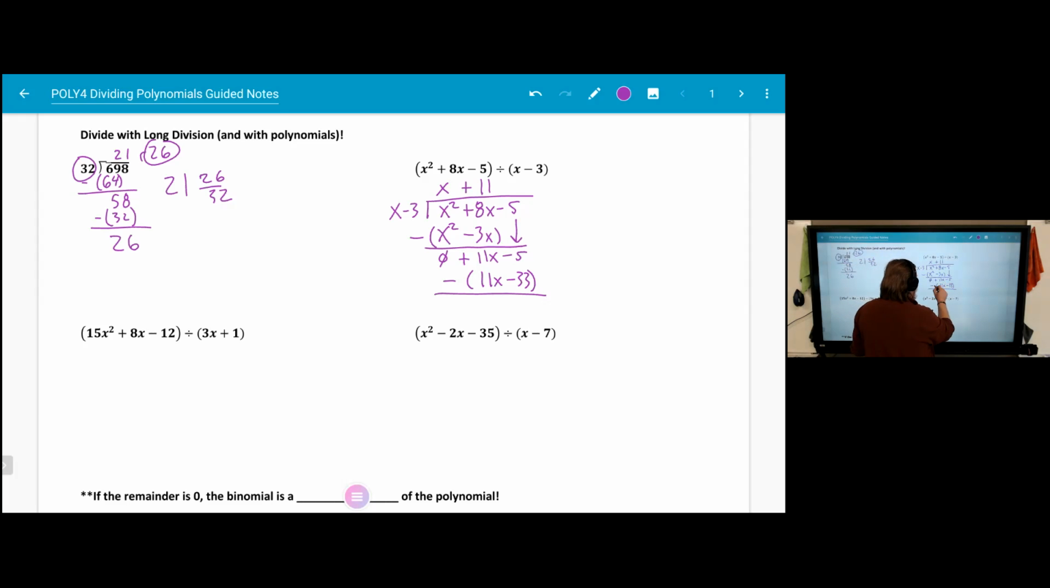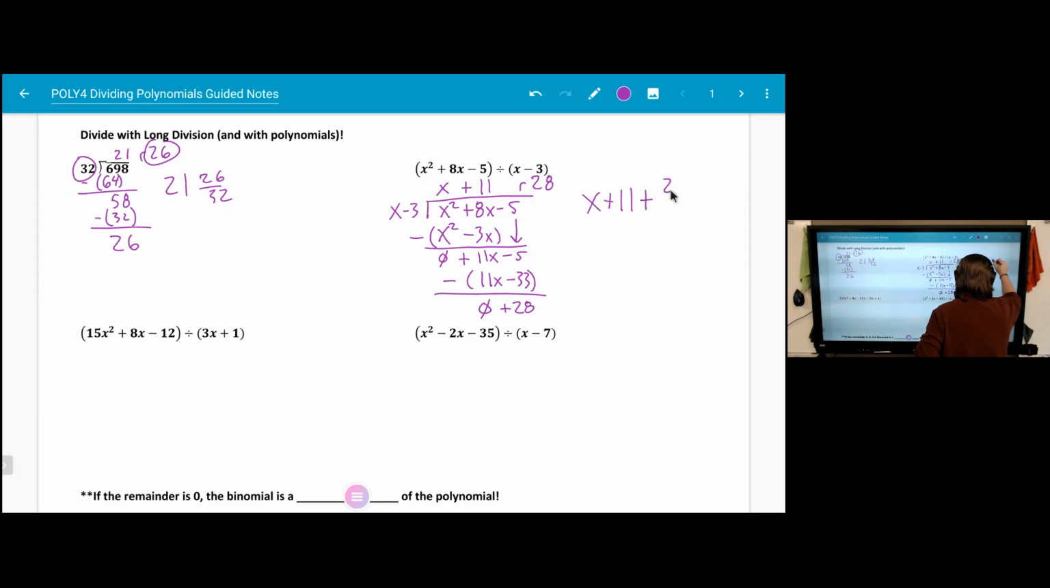And 11x minus 11x is 0. -5 minus negative, which is plus a positive, 33 becomes 28. Now, x does not go into 28. So right now you're done. Your remainder is 28. So right now you're looking at this as x plus 11 with a remainder of 28. But just like I did over here, I'm going to say this is actually x plus 11 plus my remainder, which is 28, divided by my divisor, which was x minus 3.